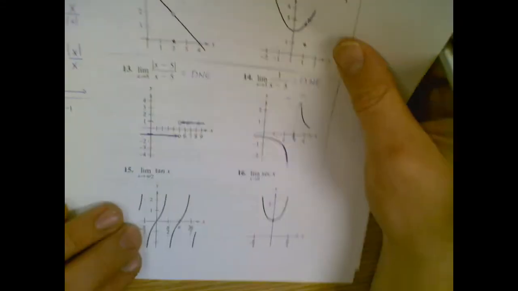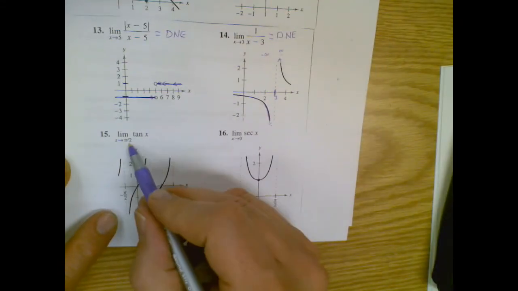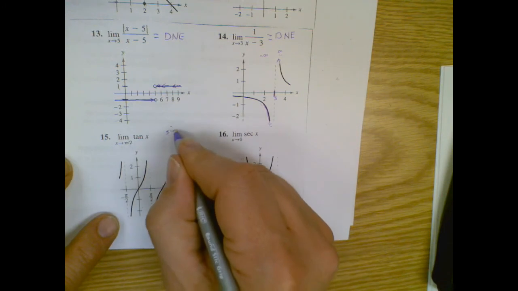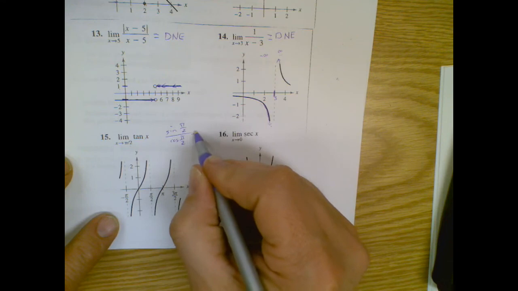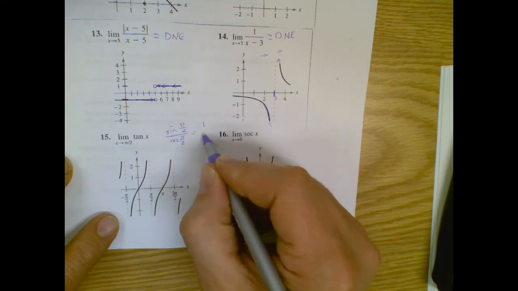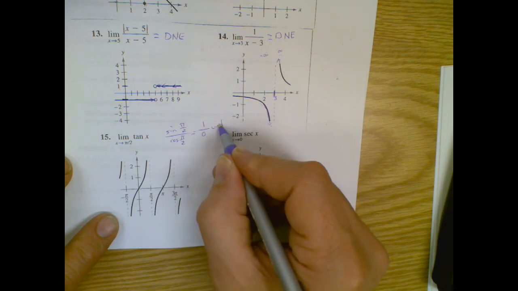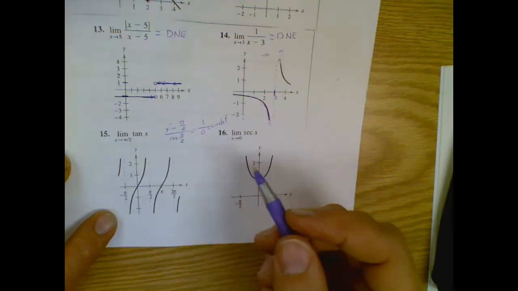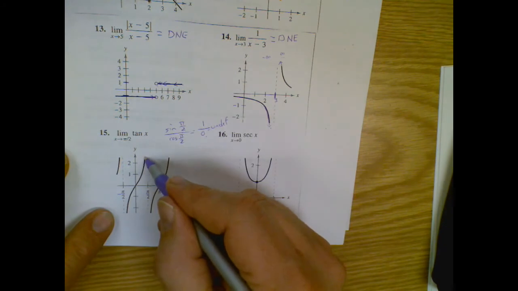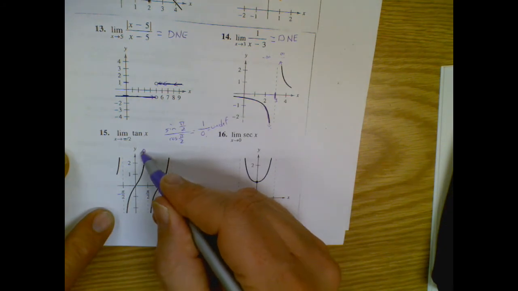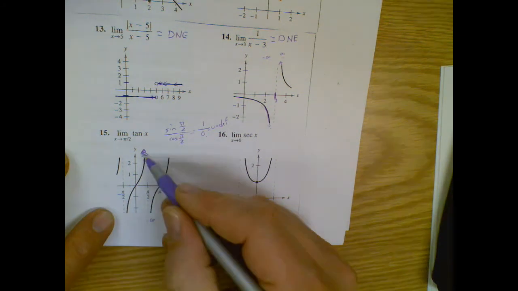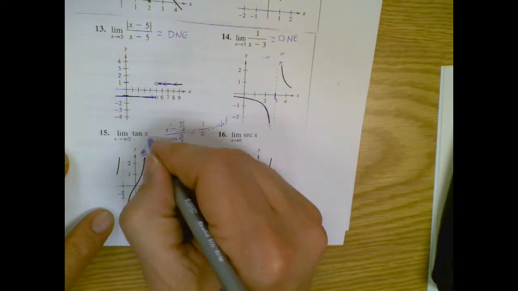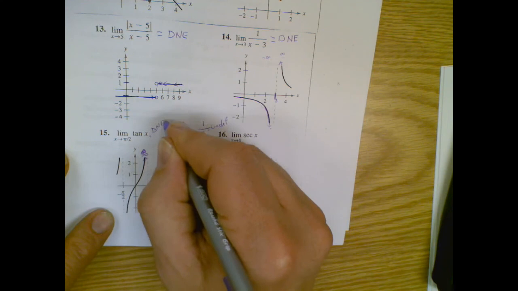You want to look at tangent. If you plugged in pi over 2, that would be sine of pi over 2 over cosine of pi over 2. The sine at 90 degrees, or pi over 2, is 1. The cosine is 0. That's undefined, right? If you look at the picture, at pi over 2, one side goes to infinity. The left side, the limit would be negative infinity. Well, they're not the same number, therefore the limit does not exist.